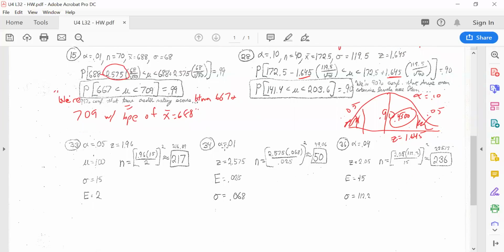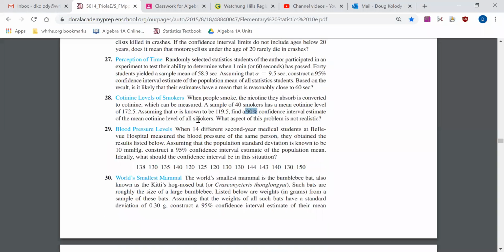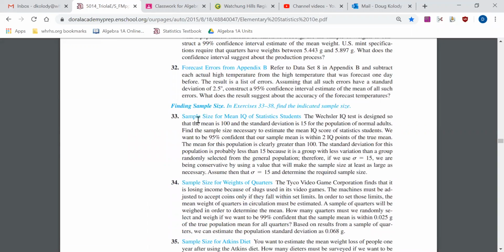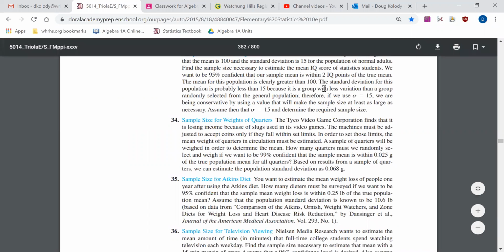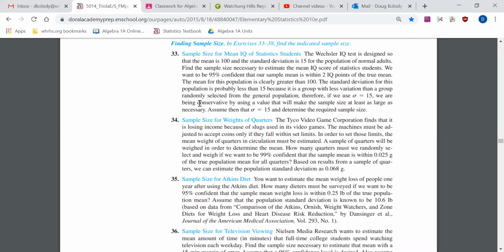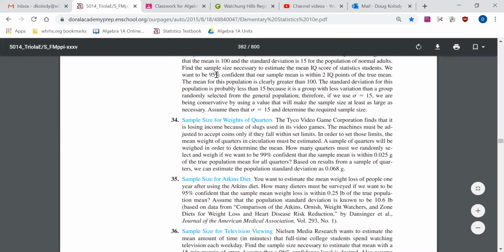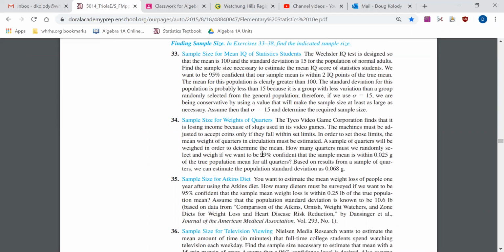Last but not least, you had to do 33, 34, and 36, sample size questions. Let's look at the book, 33, 34, and 36. Okay, so it says an IQ test. Basically, you're just plugging in all the values that they give you in 33, 34, and 36. All right, the big thing about 33 is that you want to be 95% confident in your results, 1.96. For number 34, you want to be 99% confident in your results, 2.575.